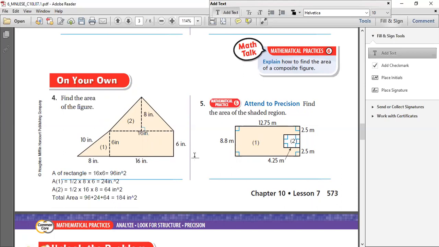Again, area of a rectangle is LW. The length of this rectangle is 12.75. So let me write here area of the first one. That's going to be 12.75 multiplied by, how much is the width of the rectangle? It's 8.8. So this is the length and this is the width. How much is 12.75 multiplied by 8.8? I'll give you a minute, do it fast.